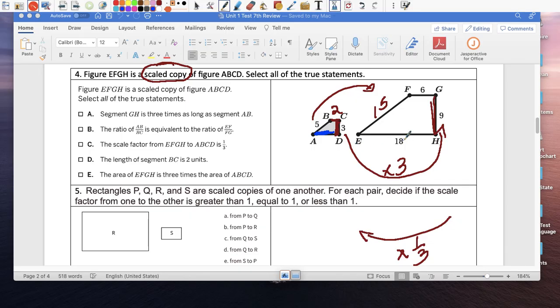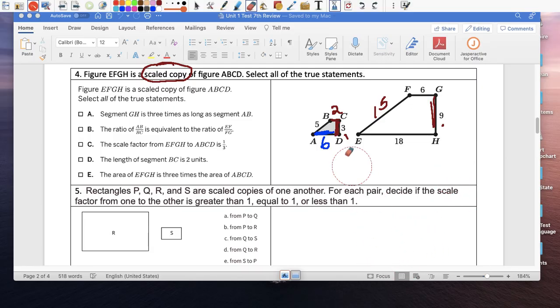So again, we're going smaller, right? We're going from the E, F, G, H to the A, B, C, D. So we know that it was something times 3 equals 18, or we can do 18 times 1/3, and the original number was 6. There. The first thing you should have maybe worked on was writing all the side lengths of everything.